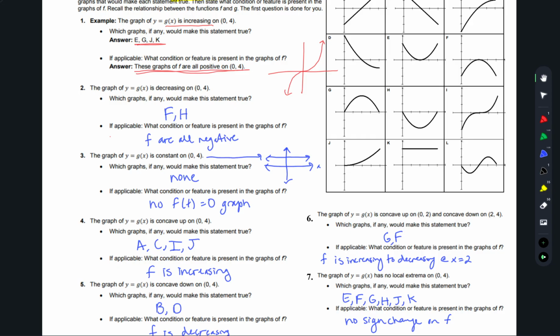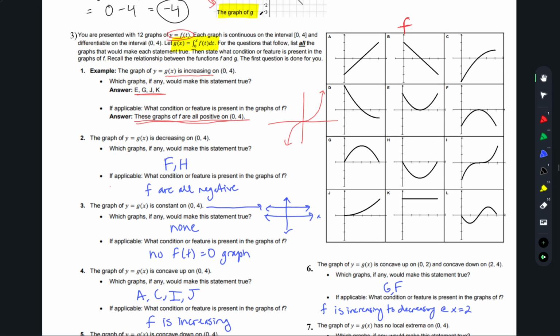No local extrema is a lot of them. So there's no sign change on F. That's what you need for the local extrema, for the derivative to go from positive to negative. So like the first 4 do, right? Yeah, first 4 do. Negative, positive, positive, negative, negative, positive, positive, negative. But this is all positive, all negative, positive, all negative. This has a sign change. This doesn't. This one does.